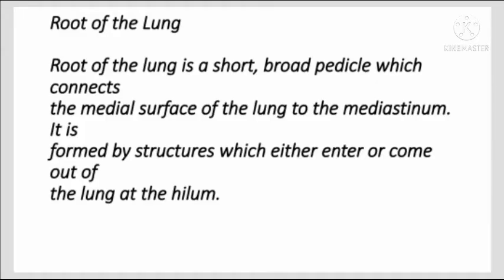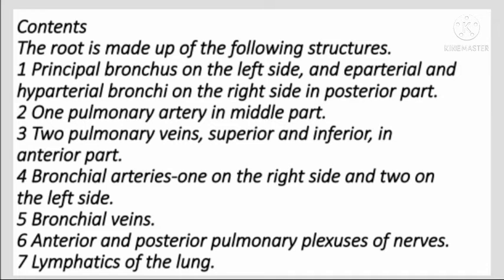Root of the lung. The root of the lung is a short, broad pedicle which connects the medial surface of the lung to the mediastinum. It is formed by the structures which either enter or come out of the lung at the hilum. Contents. The root is made up of the following structures: principal bronchus on the left side, and eparterial and hyparterial bronchi on the right side, in the posterior part.